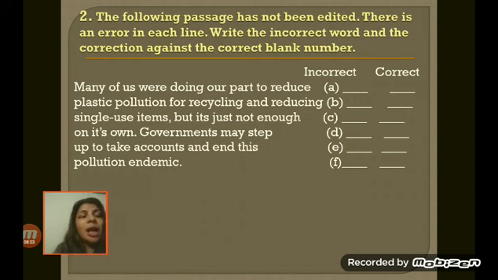ठीक है. अब गवर्नमेंट्स में स्टेप अप to take accounts and end this pollution endemic. Governments may step up to take. Is there a choice? Or you are suggesting that they must do it? है ना? There is a compulsion. तो governments must step up to take accounts. To take accounts. Wrong. Accounts की क्या बात है यहाँ पे? यहाँ तो accountability की बात है ना. The governments must step up to take accountability and end this pollution endemic.